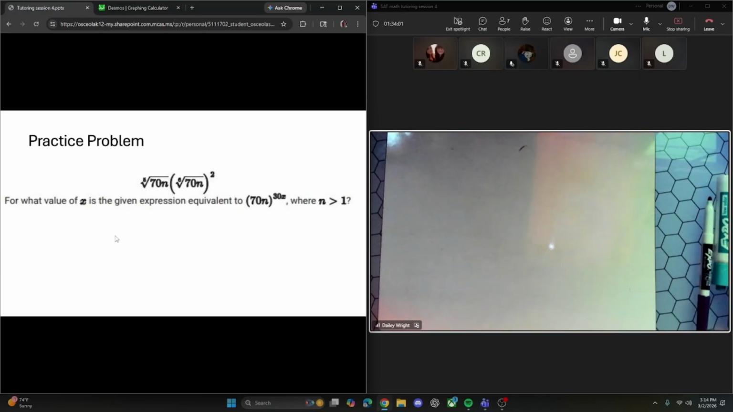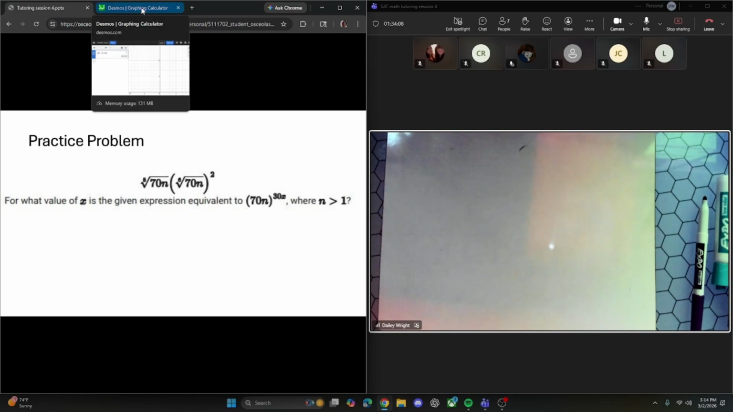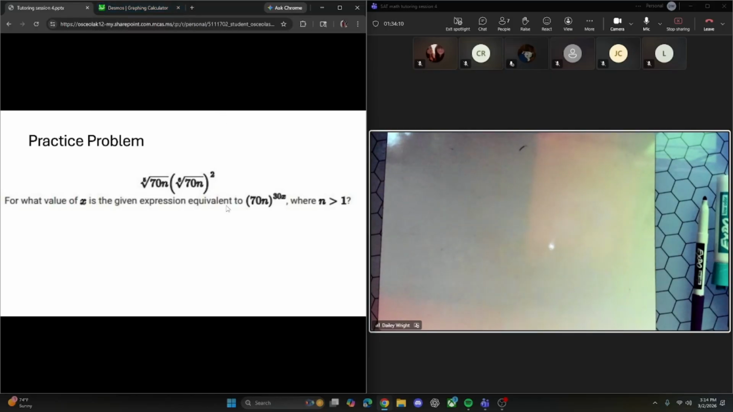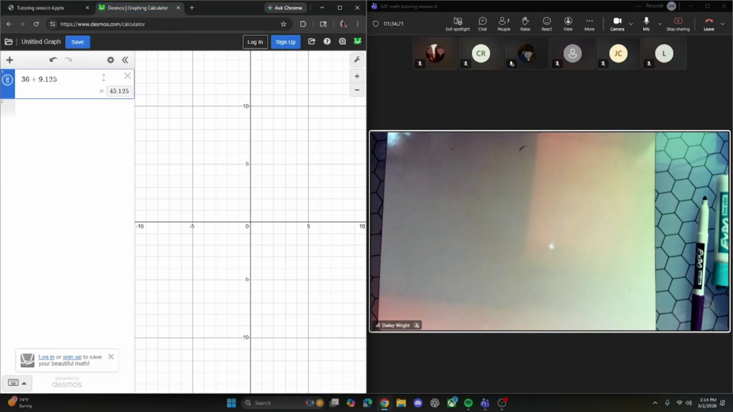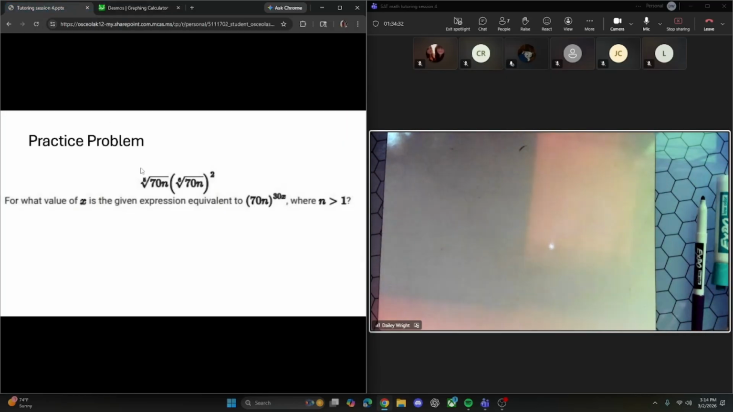For what value of x is the given expression equivalent to 70n to the 30x, where n is greater than 1? So x is actually used as a constant in this one, so we're still going to set it to x1, but our n, as you can see, is the actual variable. So this is 70n to the 1/5, not to the 5th, to the 1/5, yeah.